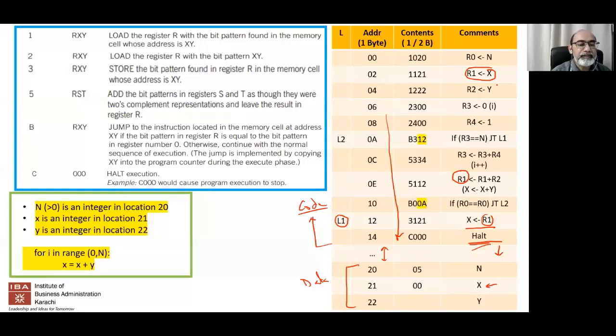And we're working with these values, R0, R1, R2, R3, and R4. Once we're done with the entire code, at the end we want to write back the value, because the register is not the final location. We need to save X, the register R1, back into this memory location. What this command does is store the bit pattern found in register R into the memory whose address is given by XY. So we're storing register R1 into memory location 21. Why 21? Because 21 was the location where R1 was initially loaded from. Okay, sir, thank you.